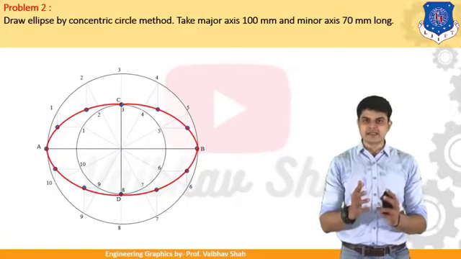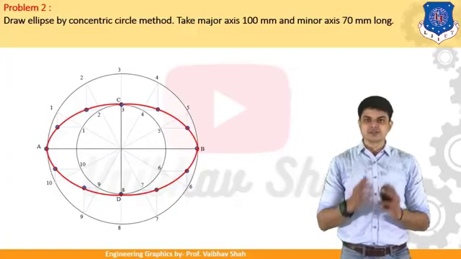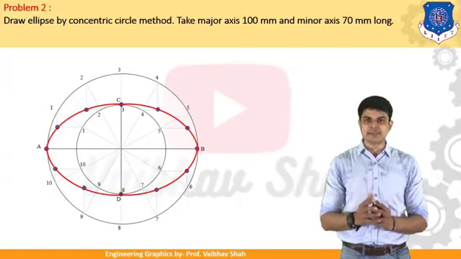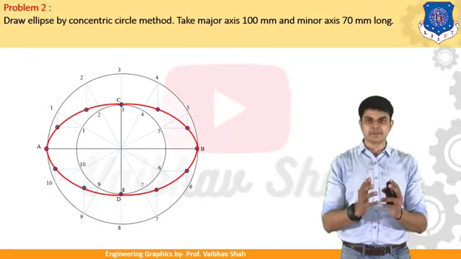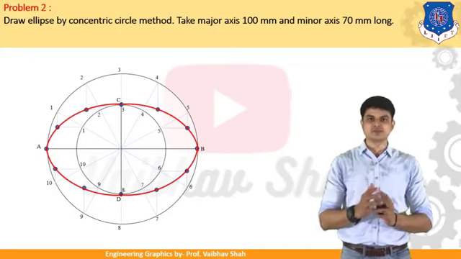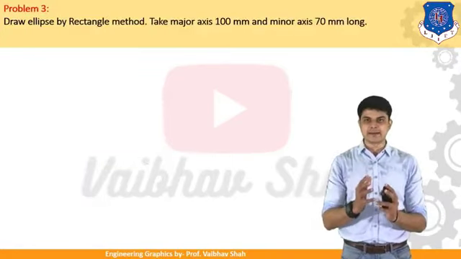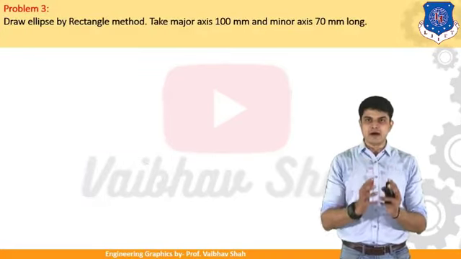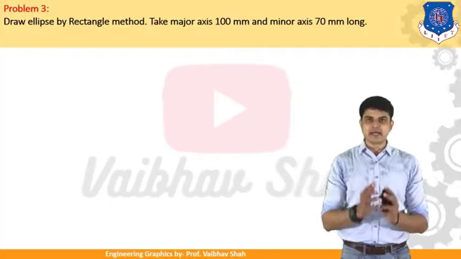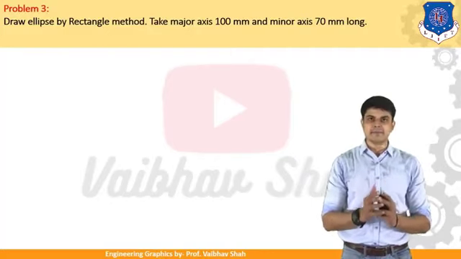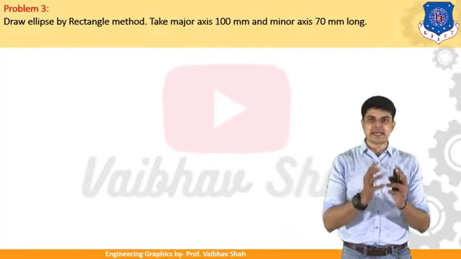And then after drawing the ellipse, you should give the dimensions. So here I have not given the dimension, but for your examination purposes, you should always give the dimensions to your figure. So now let us move ahead and let us see one more example. Draw ellipse by rectangle method. Take a major axis as 100 mm and minor axis as 70 mm long.